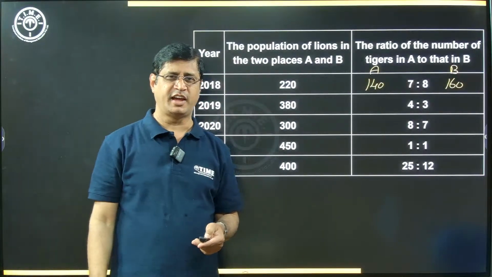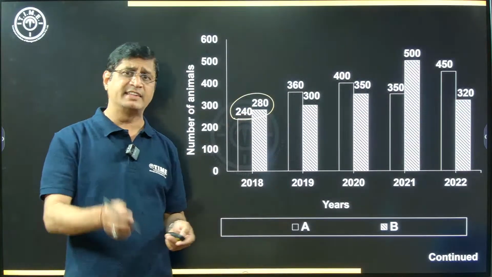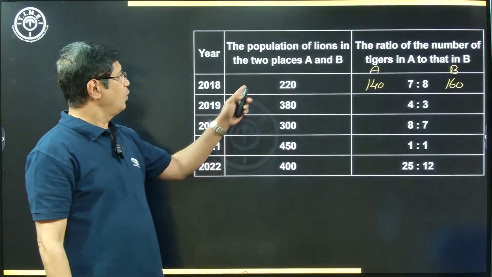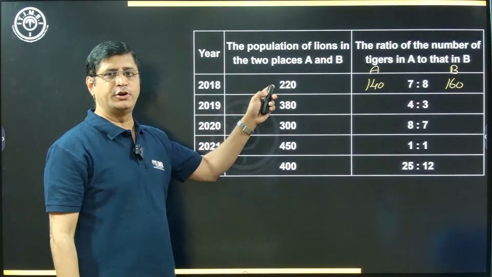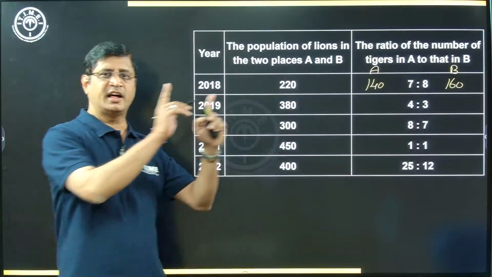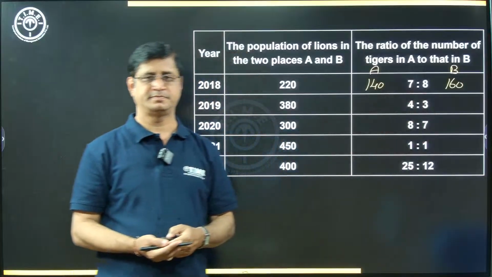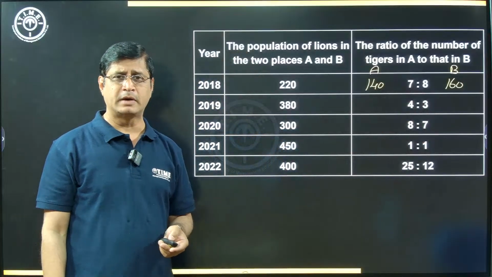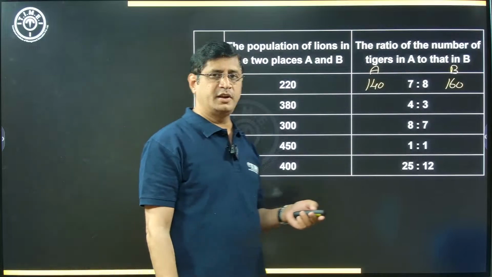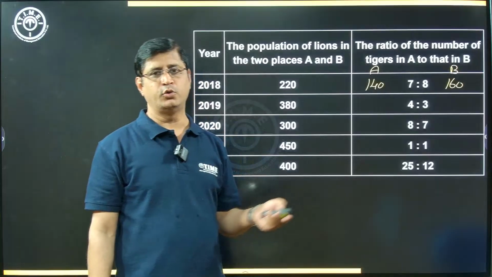Please listen once again. Total here 520. Total number of lions and tigers in both the places A and B. Here only lions, when you observe, 220. 520 minus 220, that is 300. 300 are the tigers. Divide 300 based on the ratio 7:8. 7:8 means the sum of the ratio is 15. 300 by 15, that is 20. 20 into 7, 20 into 8.